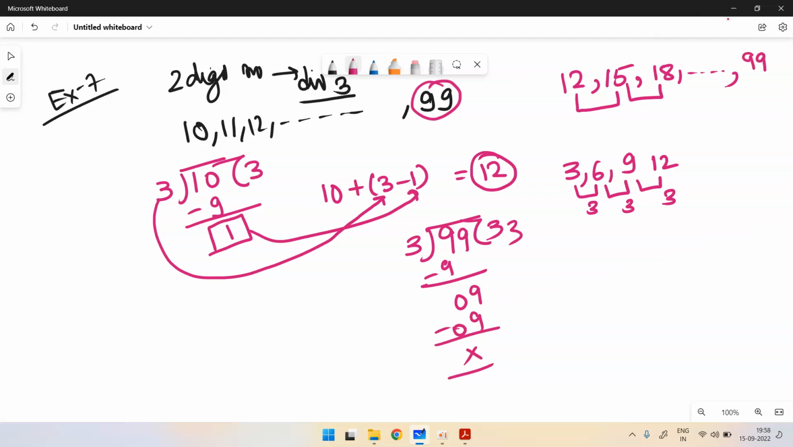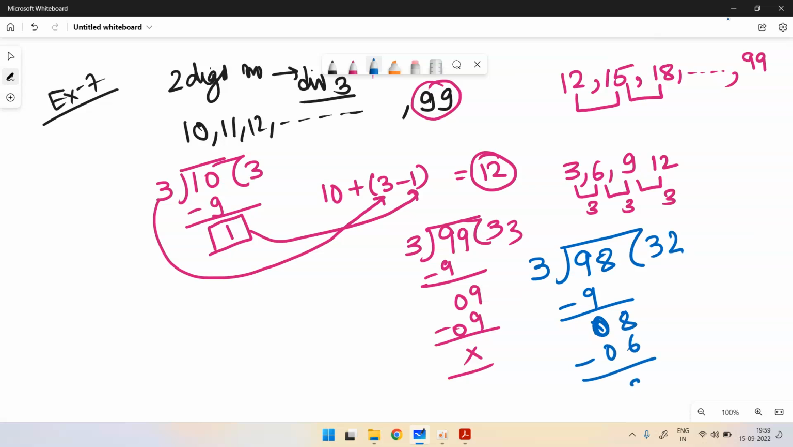Had the series gone till 98, if you check the divisibility of 98 by 3, 3 times 3 is 9, which leaves 0, then 8, and 3 times 2 is 6, so the remainder is 2.